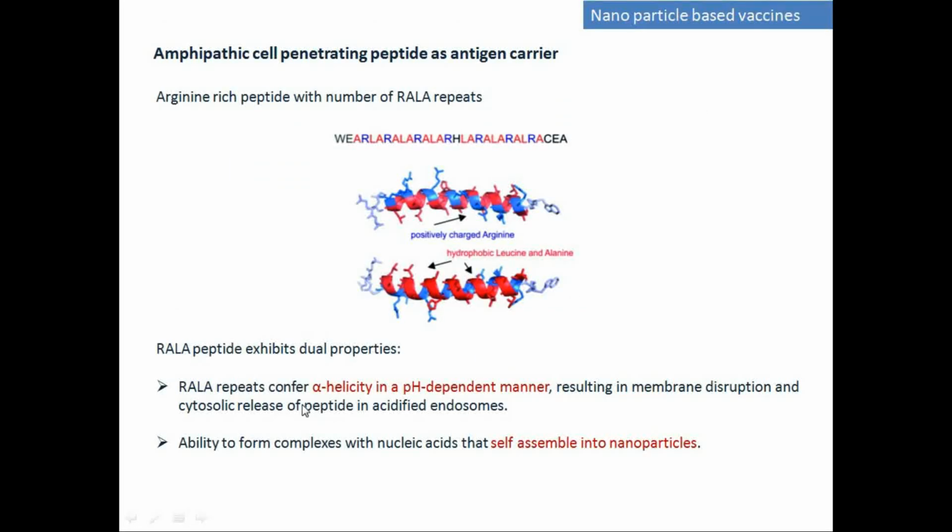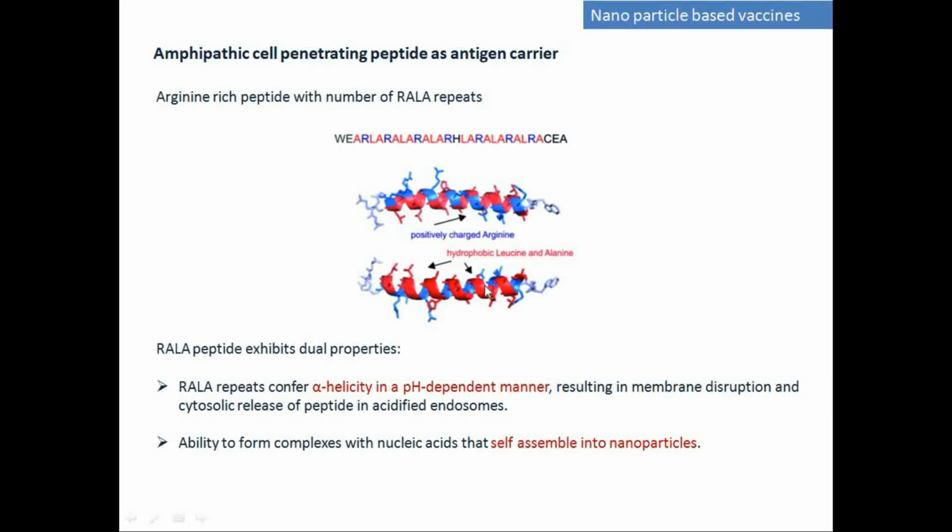So that's why designer peptides have been utilized to deliver the antigenic cargo into the cytoplasm by overcoming this drawback. In this case we are going to have amphipathic cell penetrating peptides, which means they contain both hydrophobic as well as hydrophilic domains. Depending upon the pH, the alpha helicity of this peptide is going to vary. Here, as you can see, you have the arginine, which is positively charged, and hydrophilic on one side, and on the other side of your helix you have the hydrophobic components, which are leucine as well as alanine.